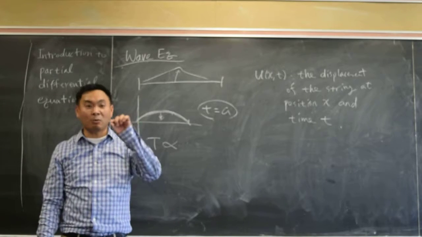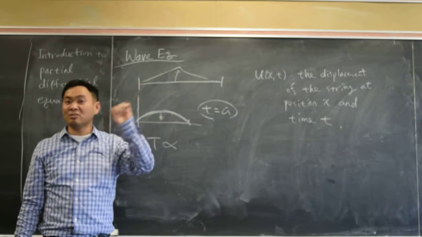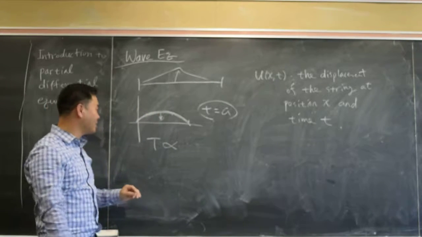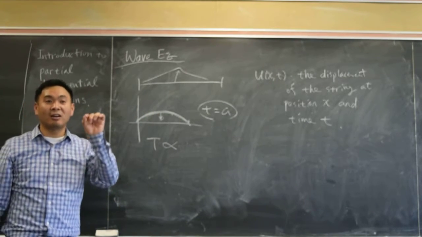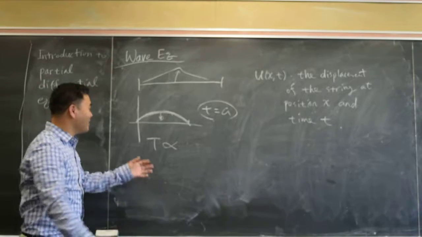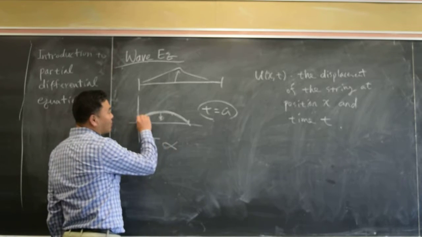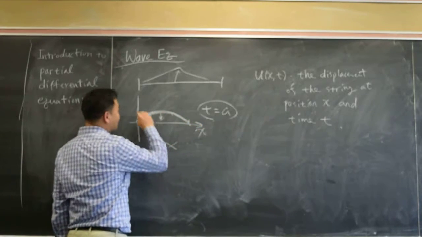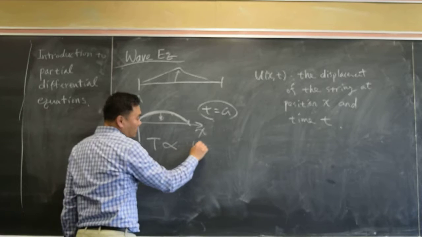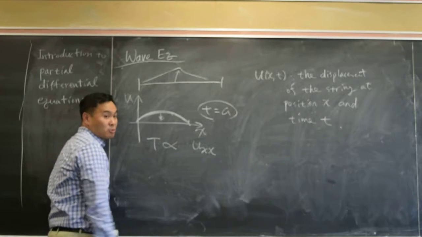How do you express how much a function is bent? What's that? Curve. Slope. No, it's not the slope. How is it bent? Concavity, exactly. So concavity has to do with second derivative, okay? And because this is in the spatial direction, this is x, right? That's y or u. So you have to differentiate twice in the x direction. That's the concavity, and your tension is proportional to that.